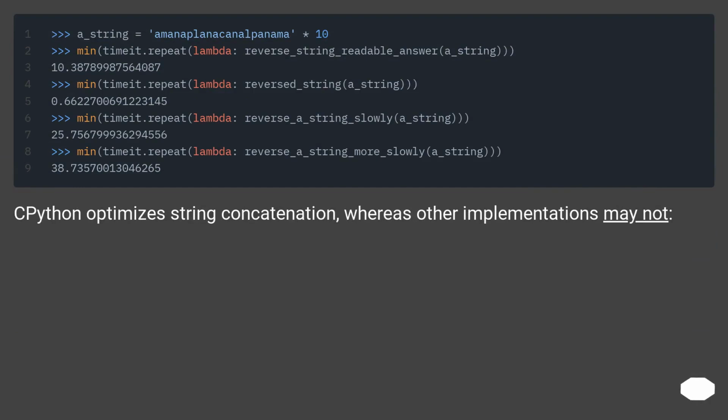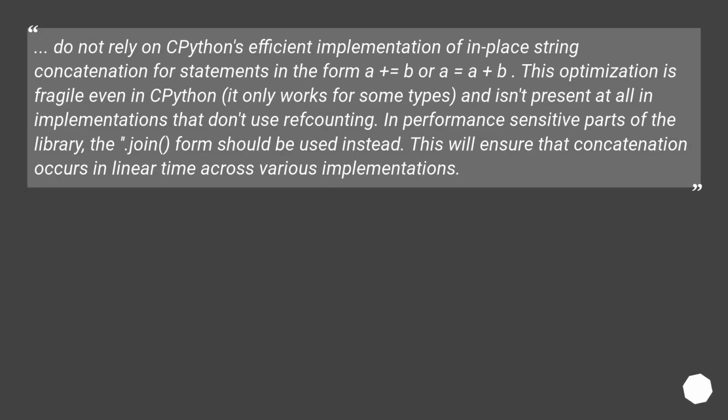Python optimizes string concatenation, whereas other implementations may not. Do not rely on Python's efficient implementation of in-place string concatenation for statements in the form a += b or a = a + b. This optimization is fragile even in Python, it only works for some types, and isn't present at all in implementations that don't use refcounting. In performance-sensitive parts of the library, the join form should be used instead. This will ensure that concatenation occurs in linear time across various implementations.